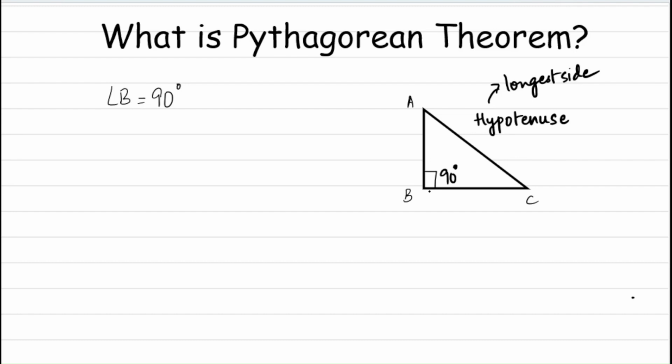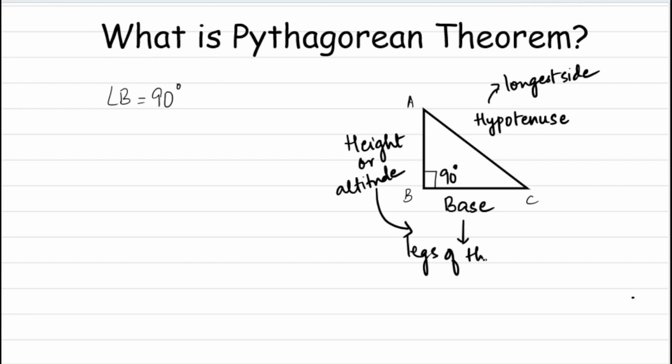Yes, correct. So the side on which the triangle stands is called the base, and this side is called the height, or sometimes the altitude. In some of the books, this base and this height are called the legs of the triangle. So whether you call them base or height or legs of the triangle, it is the same thing. But this side, which is exactly opposite to 90 degree angle, always has the fixed name hypotenuse. We cannot change its name.